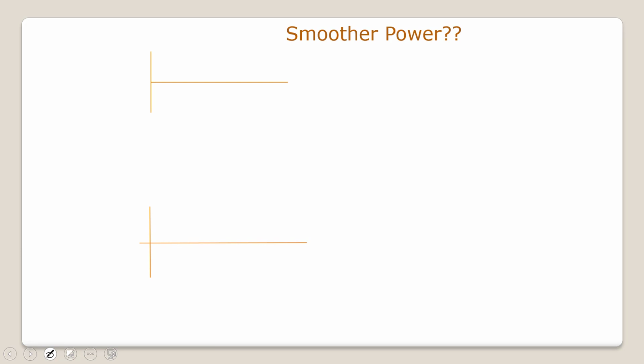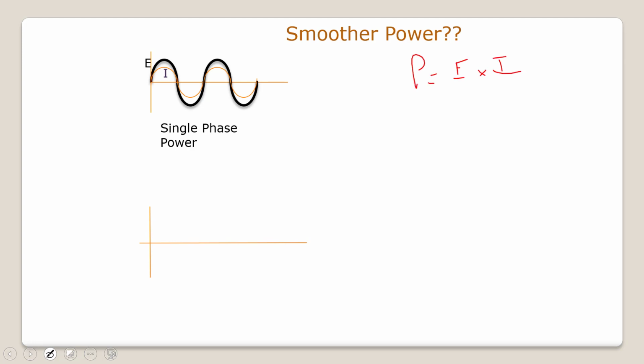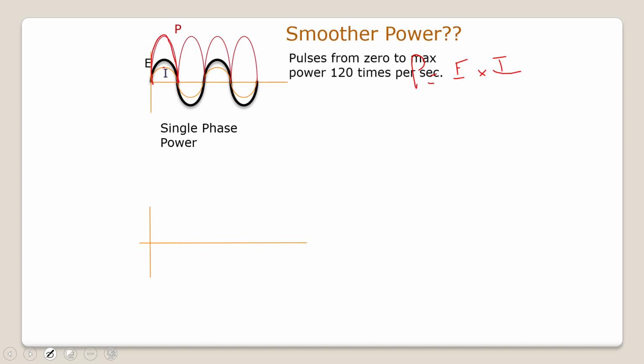So on the constant power, if we look at single phase power, we have our voltage. There's our voltage sine wave, and just assume it's true power, so current stays right in phase with the voltage. And power is E times I, so power equals E times I. If I were to multiply that out, we'd have positive current times positive voltage. I would make one positive pulse and it would go all the way back down to 0.